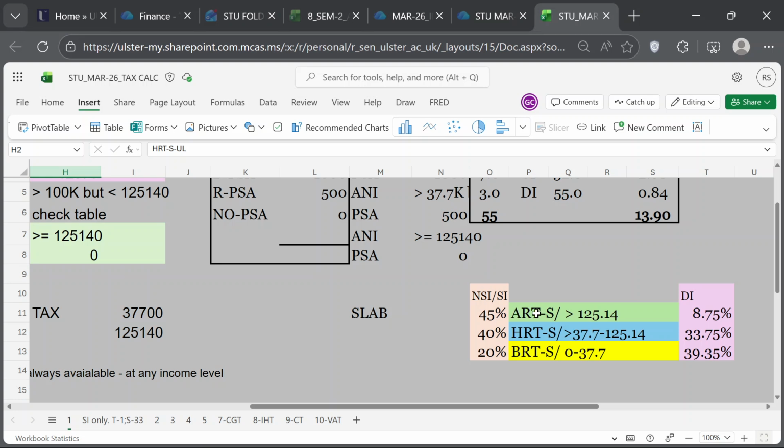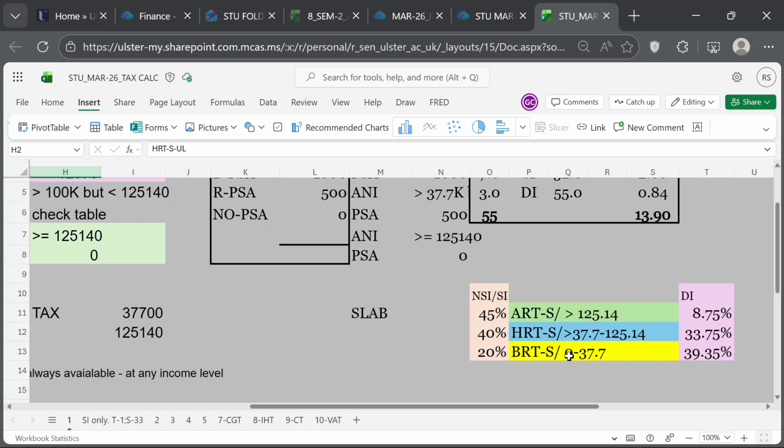In the first slab, 0 is the basic rate threshold. If you are looking at thresholds, the threshold for basic rate tax is 0. The threshold for the HRT slab is 37.7. Can you repeat that? The threshold for the basic rate tax slab is 0, because as soon as you go over, you are in that category. What is the meaning of threshold? You can think of threshold as the lower limit.